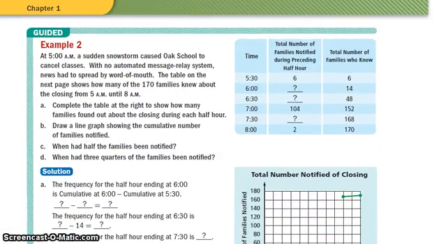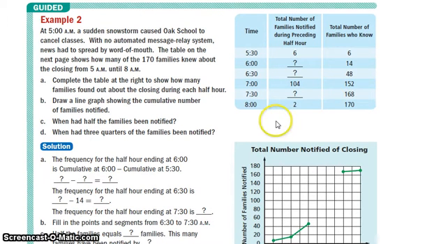In example 2, see what we have here. At 5 a.m., a sudden snowstorm caused Oak School to cancel classes. With no automated message relay system, news had to spread by word of mouth. A table on the next page shows how many of the 170 families knew about the closing from 5 a.m. until 8 a.m. So we have 6 total number of families during the preceding half hour. So 6 knew between 5 and 5:30.